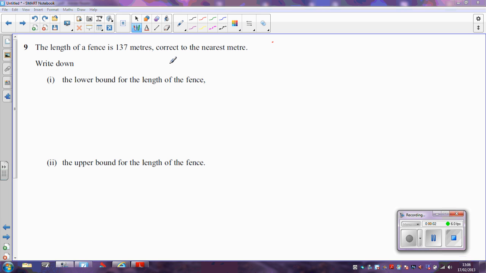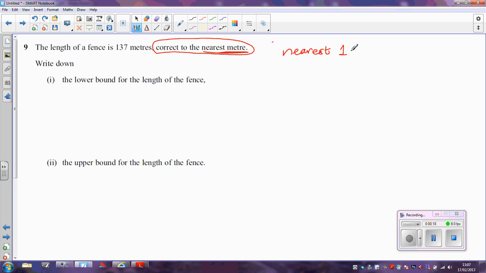The easiest way to think of finding the upper and lower bound for a particular measurement is to look at the degree of accuracy used. Now in this case we have a measurement of 137 meters correct to the nearest meter. And I like to think of that as correct to the nearest one. In this case it's nearest meter, but it's to the nearest 1 meter.